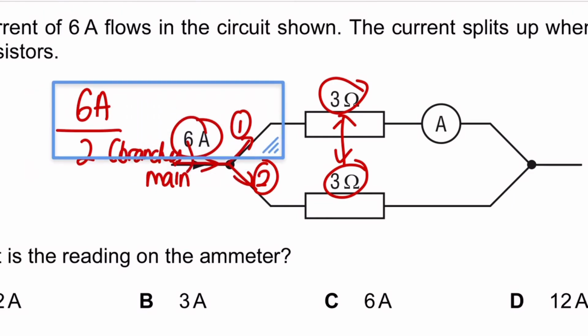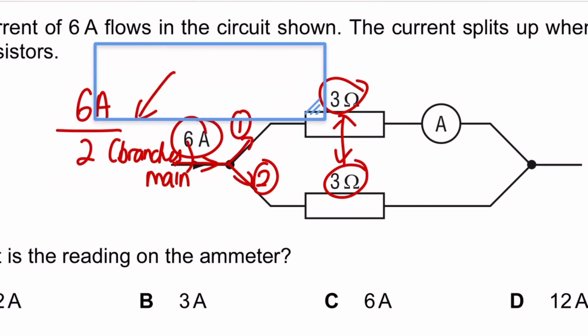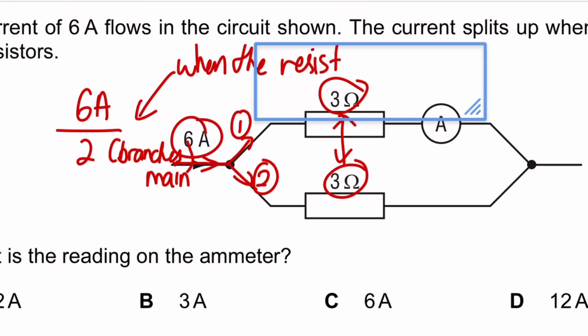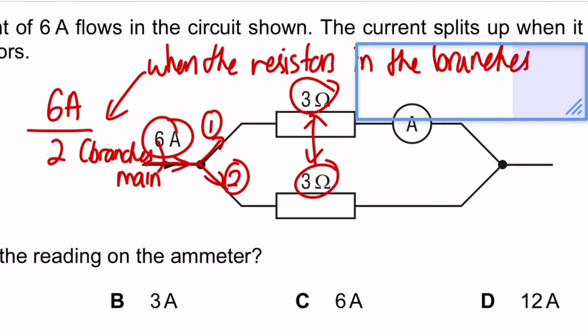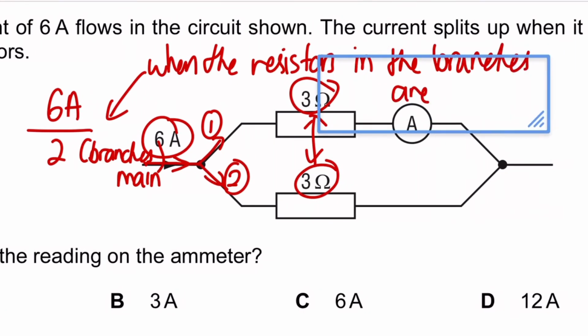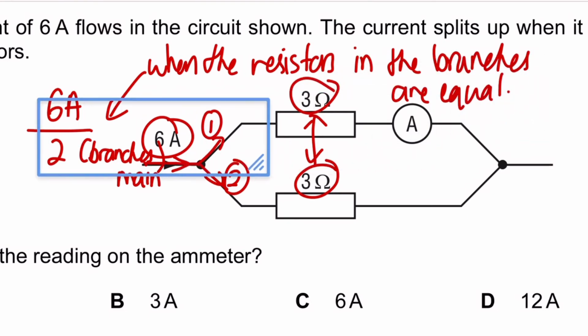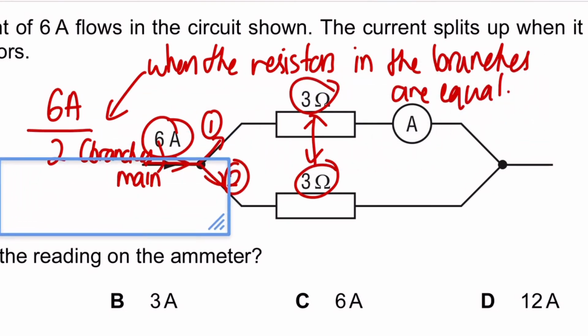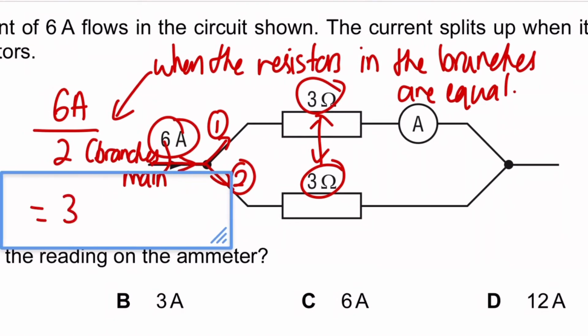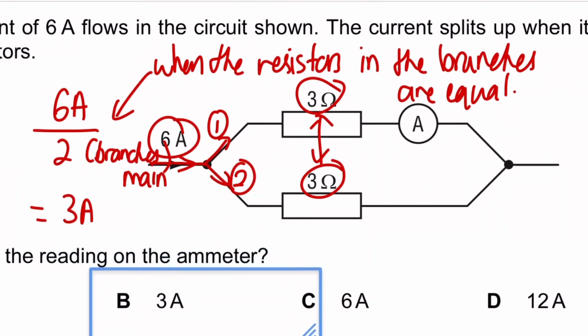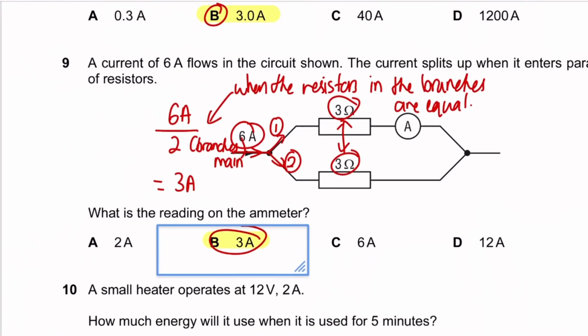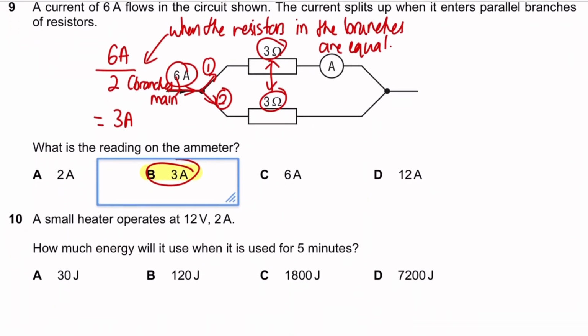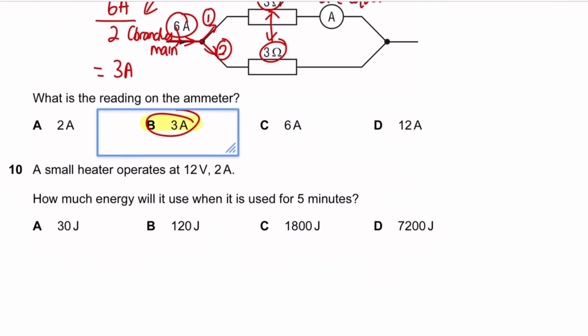This only applies when the resistor in the branch are equal to each other. So therefore, each branch will have 3 amps, which means it will be the option B. Alright, we solved question 9. Now on to question 10.